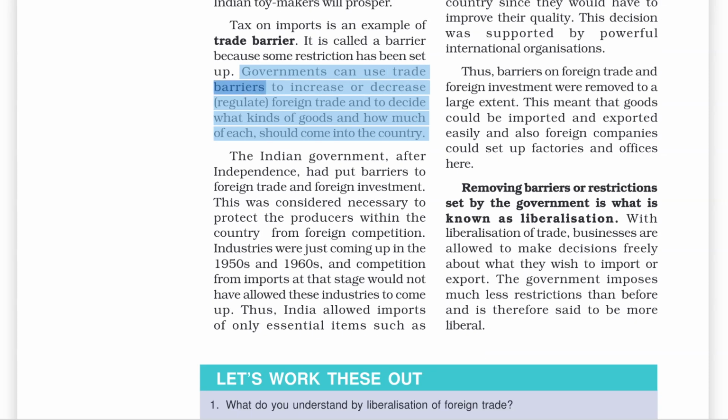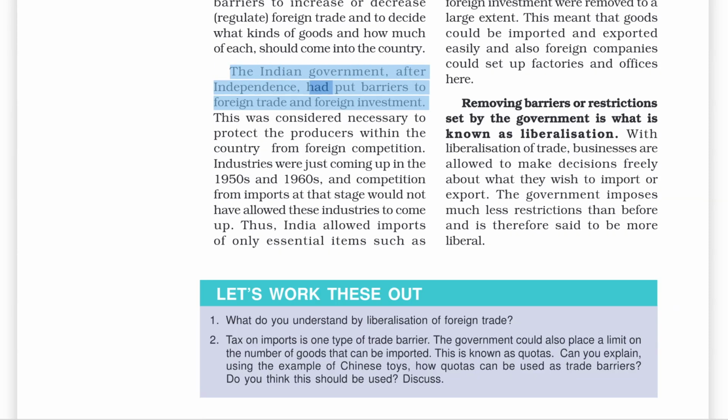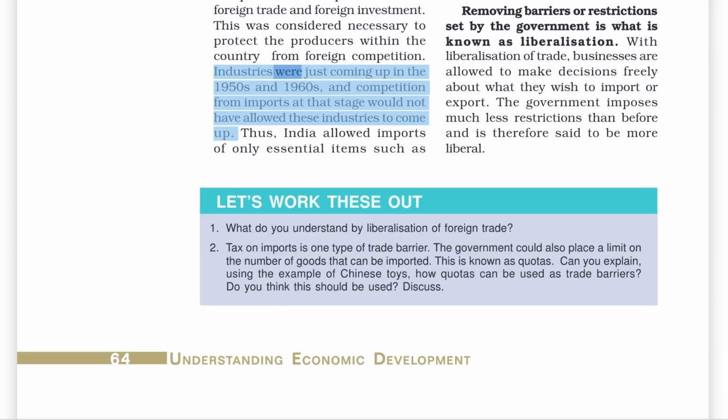Governments can use trade barriers to increase or decrease, regulate foreign trade and to decide what kinds of goods and how much of each should come into the country. The Indian government after independence had put barriers to foreign trade and foreign investment. This was considered necessary to protect the producers within the country from foreign competition. Industries were just coming up in the 1950s and 1960s, and competition from imports at that stage would not have allowed these industries to come up.